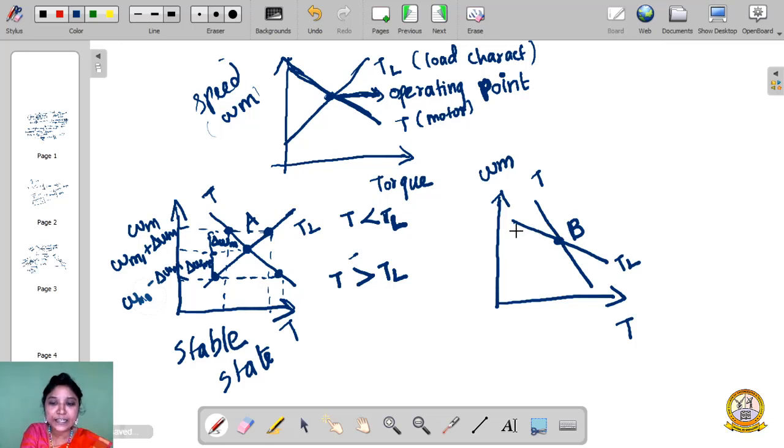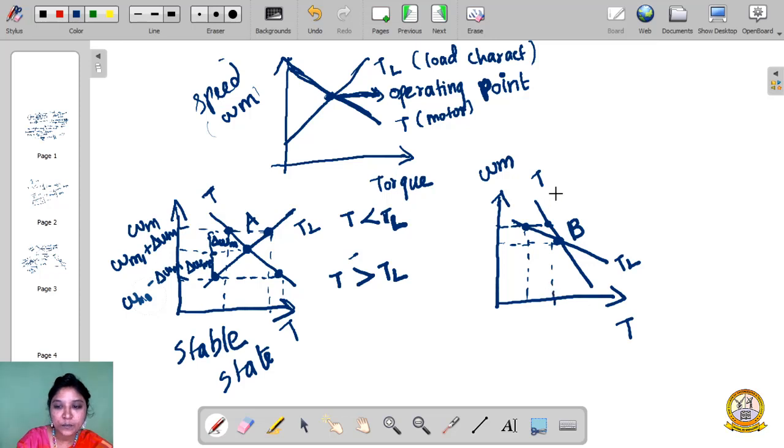If we increase the speed, what happens? I am going to increase the speed. I take this point like this. This is the general operating point, and if I increase the speed, this is the new point. This is the motor torque T, and TL represents the load torque. So what is the thing?